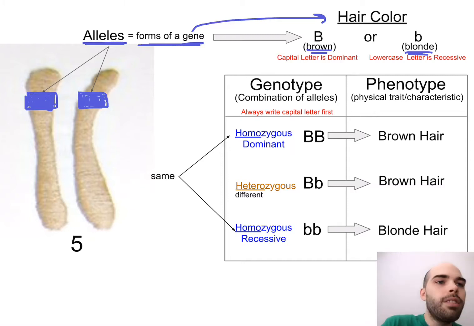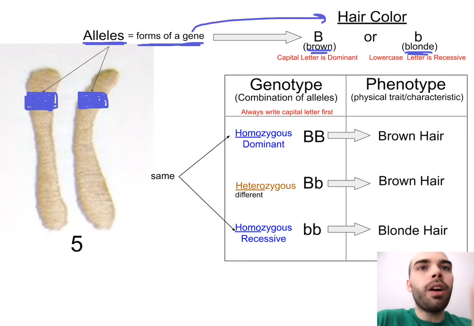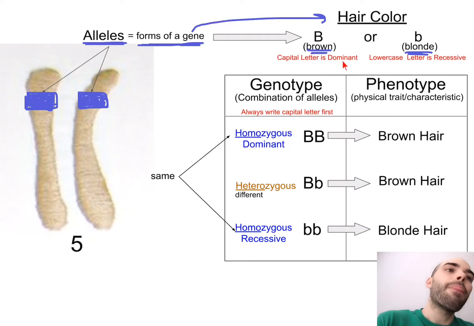So let's notice a couple things that I've written down here. So in this case, brown hair is what we call dominant. Okay, and dominant, anytime that you have a dominant allele, you write it as a capital letter. So that's why I've written a capital B.